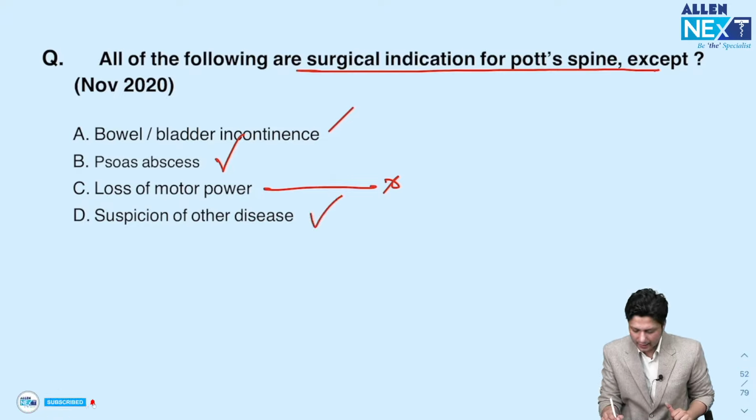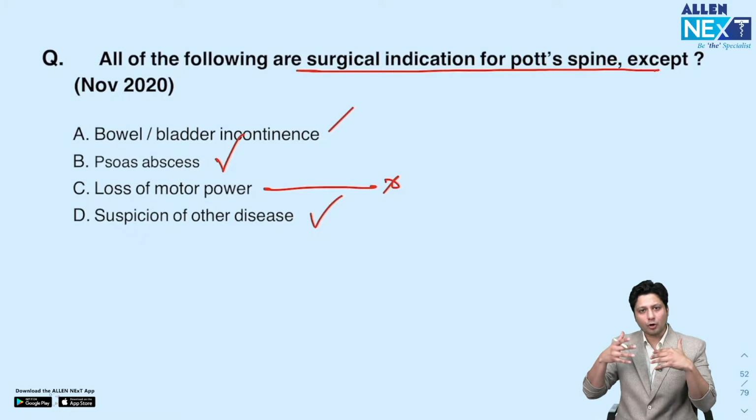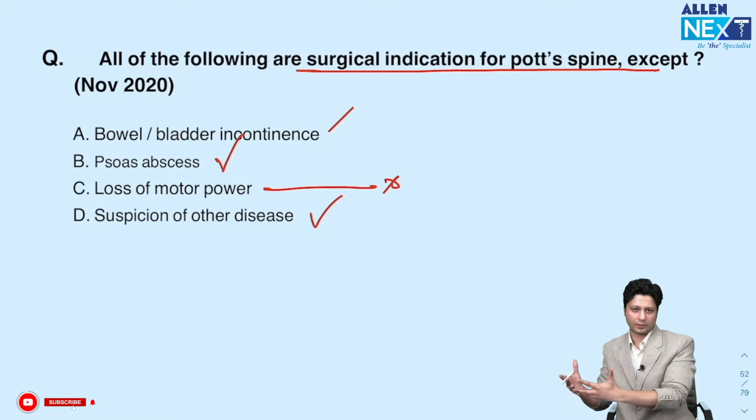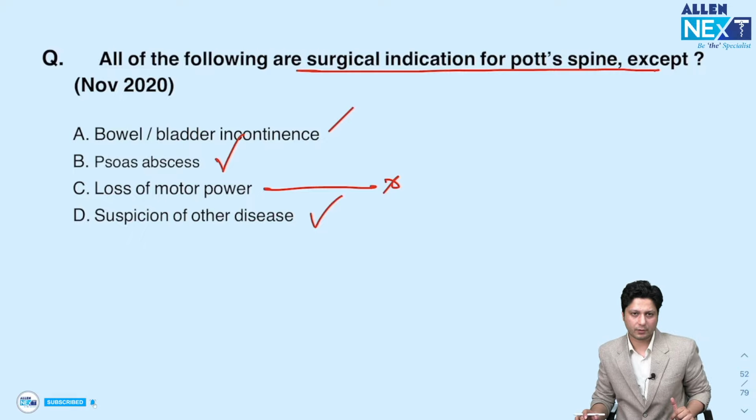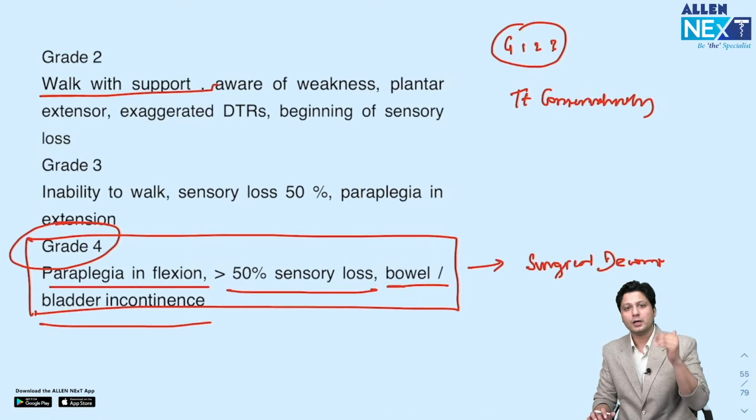And suspicion of another diagnosis, yes also, because in that case you have to obtain a biopsy. If you suspect that he could be suffering from any other condition apart from tuberculosis, then biopsy is required. So these are the indications where you have to perform surgery.